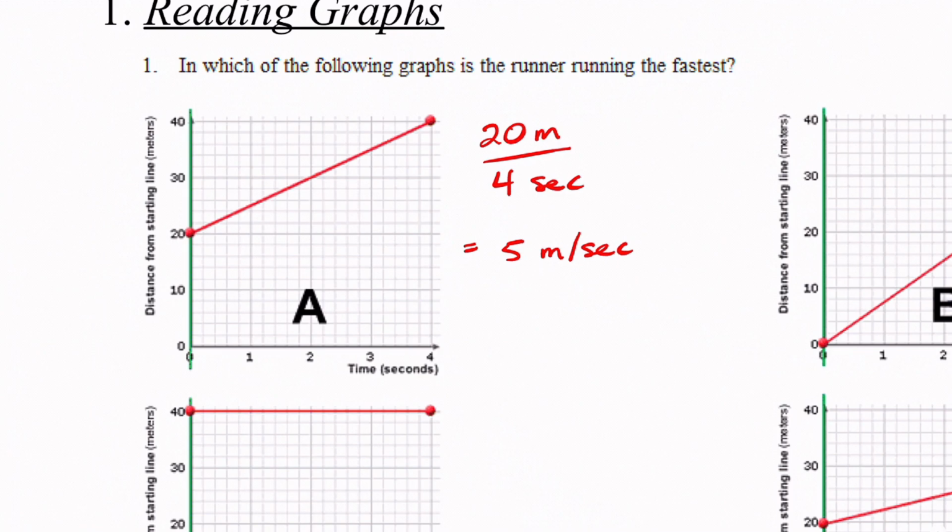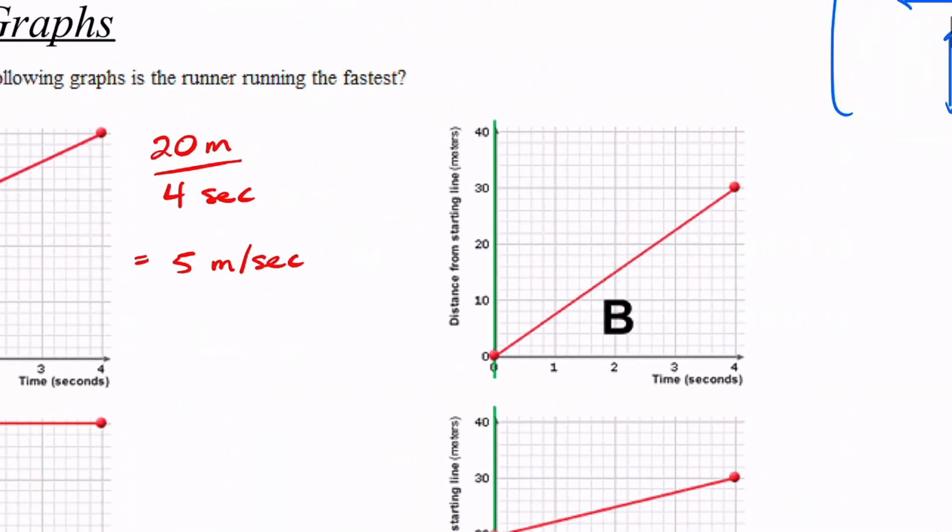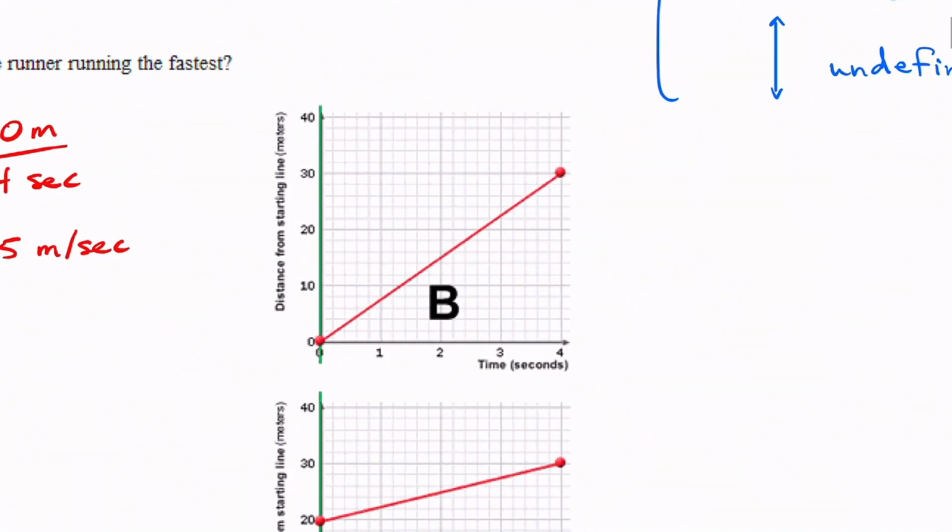Now I just got to calculate the other one. So let's move to B here next. So that one went from a distance of 0 all the way up to, that's 30. So we went 30 meters, so let's write that, 30 meters, divide by, and then our time, again, it went from 0 to 4, so it took us 4 seconds. And if we take 30 meters and divide by 4 seconds, you're going to get 7.5, so that's 7.5 meters per second.